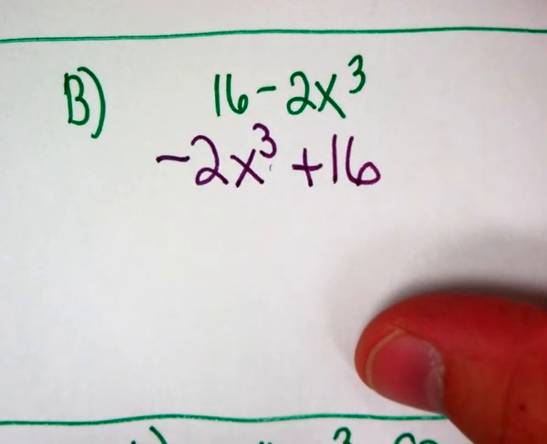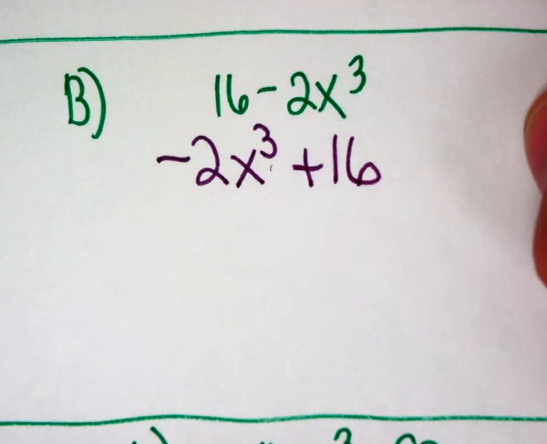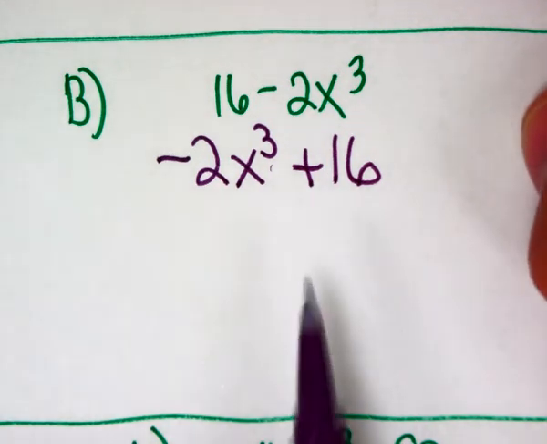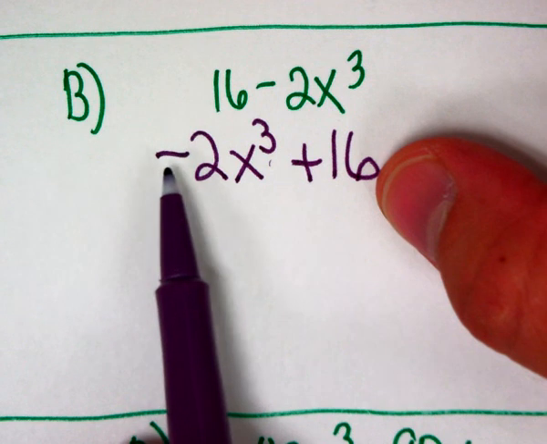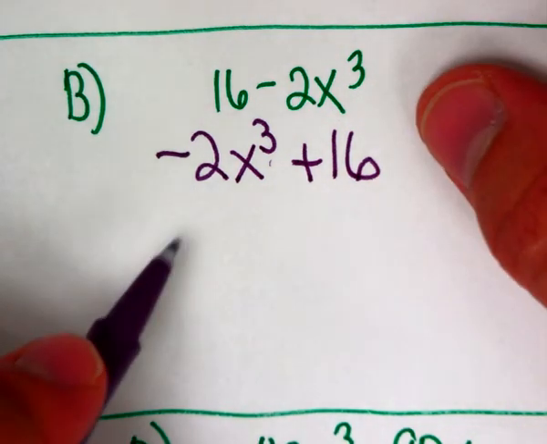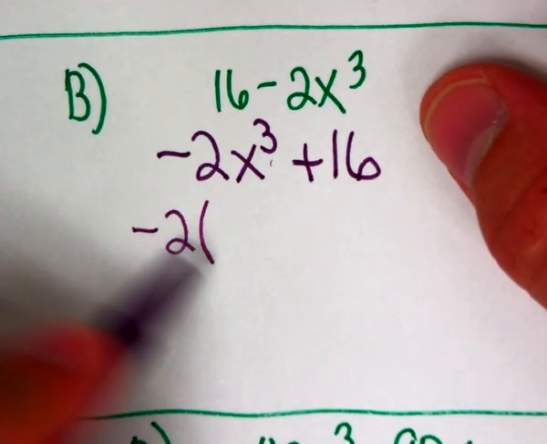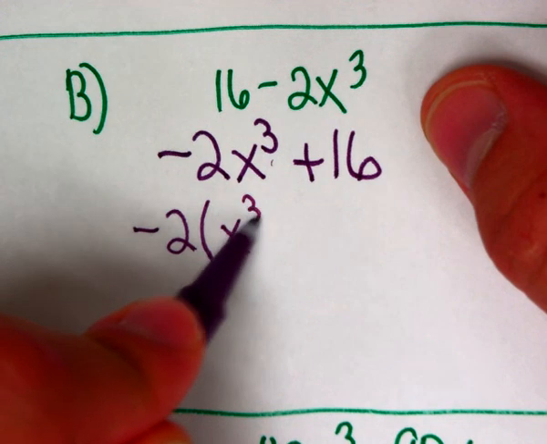So first question, is there a GCF? Yes, there is. Not only is there a common value between these, which is 2, but because the leading coefficient is negative, we have to factor out a negative. So we're going to take out that negative 2, and we're left with x cubed and then minus 8.